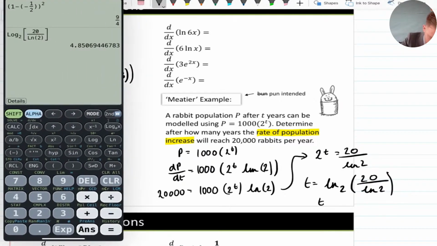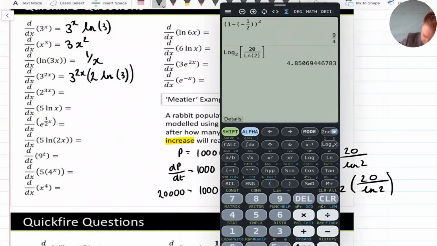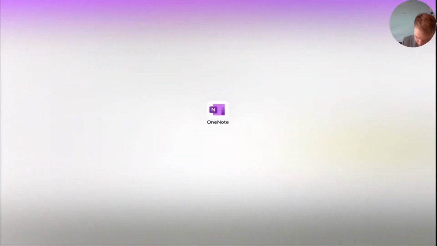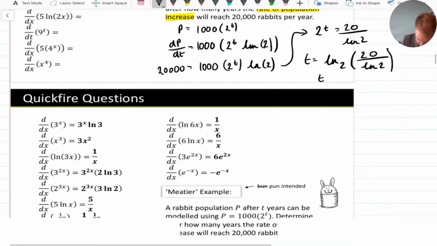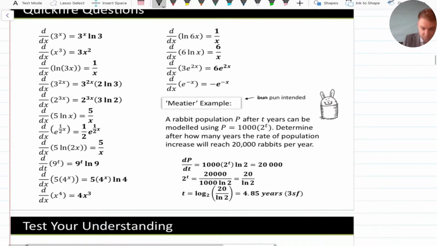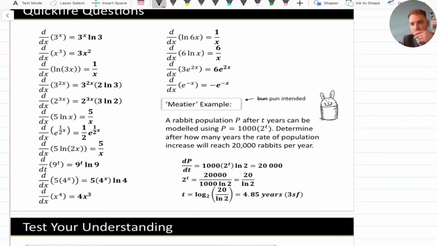Just going to check the answer. Yeah, 4.85, brilliant. So I've done that one there. There's the rest of them. So mark the ones you've done.